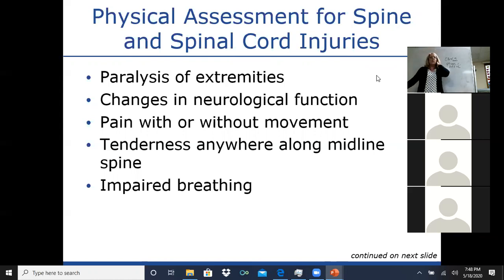But on National Registry, for your questions, you do need to be able to recognize that that is a sign and symptom of a cervical spine injury. So impaired breathing, all right? Labored breathing, shallow breathing, impaired breathing.